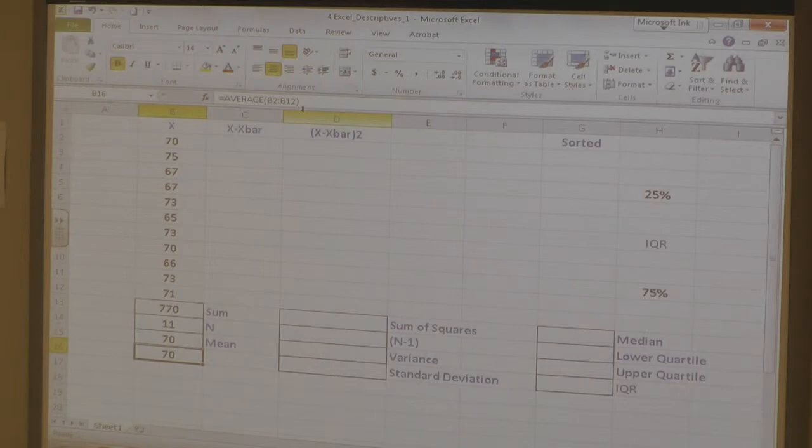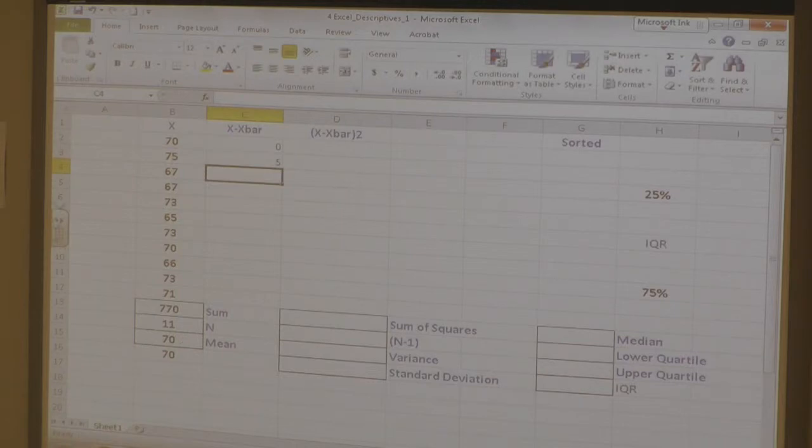Okay, so for instance, over here, 70. 70 is exactly the same as the mean. So I'm going to calculate the difference between the mean and that value. That's equal to 70, right, minus 70, okay, which is 0, right, no difference. Now this cell over here is equal to 75 minus 70, the mean, and the difference is 5.